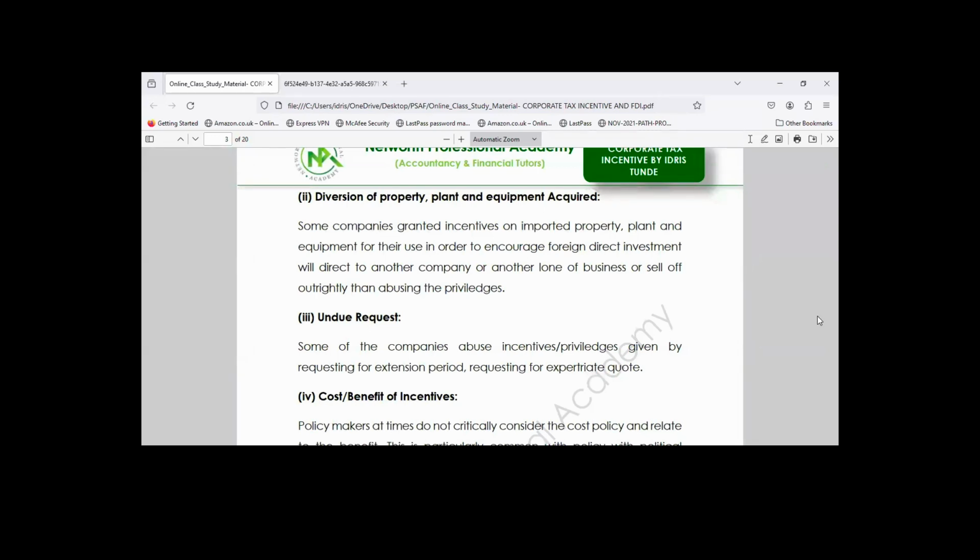Take for instance, that the company in Nigeria presently does not have enough property, plant, and equipment. They will go to their other subsidiary company or their parent company and import the property, plant, and equipment of their parent company. They will bring it to Nigeria to claim that accelerated capital allowance, so that the tax they will pay on their profit will be reduced. So that is diversion of property, plant, and equipment.